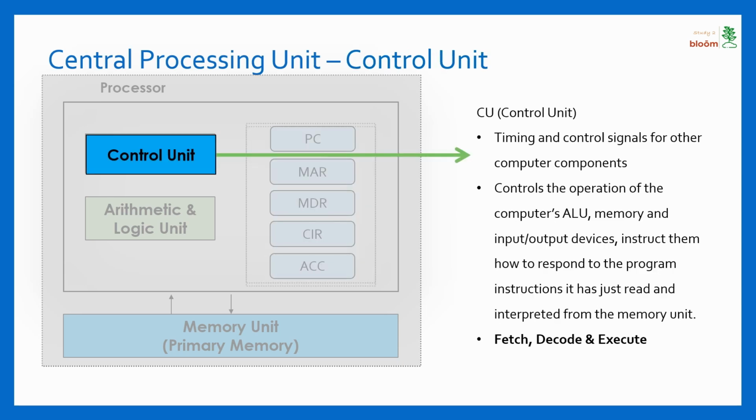We discussed the arithmetic logic unit and the registers in the CPU, and the third main component in the CPU is the control unit. It provides the timing and control signals for the ALU and the registers and tells the input-output devices and the memory how to respond to the program instructions. So it is involved in the fetch, decode, execution cycle.